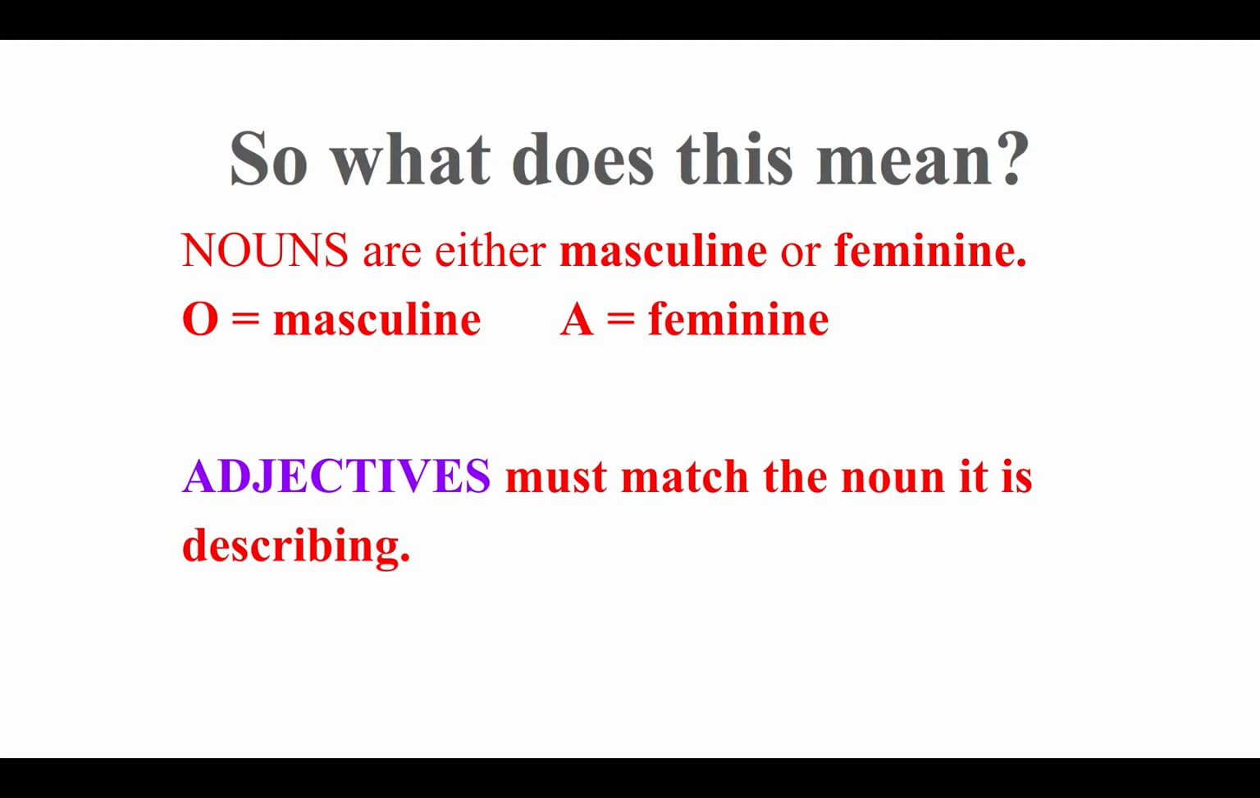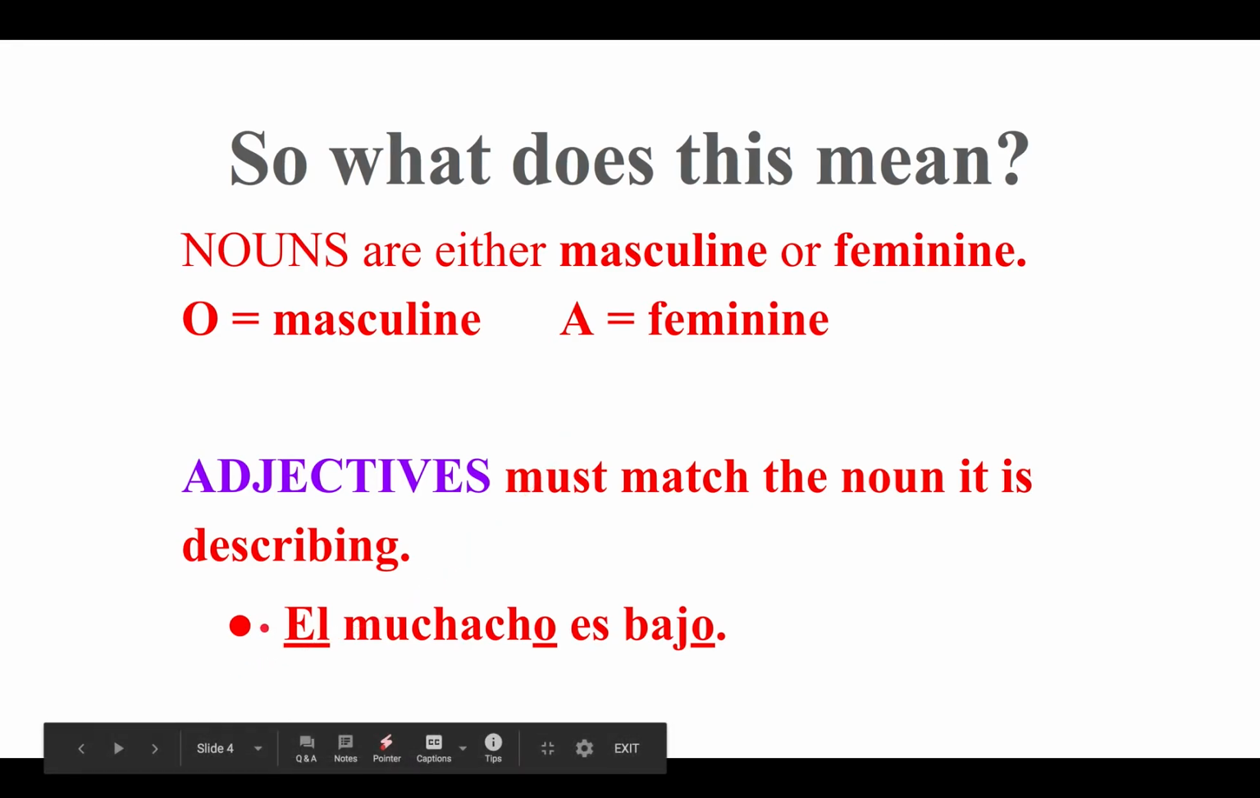If you recall adjectives, which describe nouns, adjectives are going to switch to match what they're describing. So my adjective will have an O if I'm describing something masculine or a masculine word. My adjective will end in an A if I'm describing a word that's feminine. Let's see an example. El muchacho es bajo. That means the boy is short.